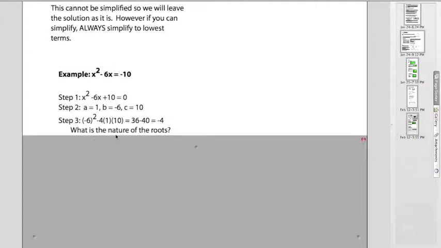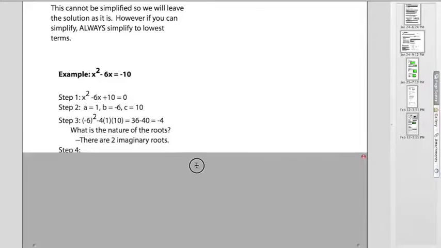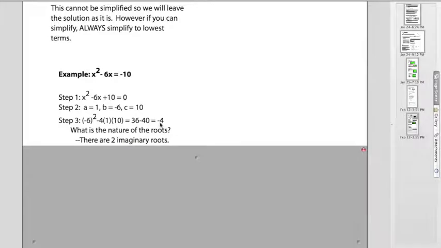What is the nature of my roots? A lot of times you see this question asked: what's the nature of your roots? Well, the only thing it's asking you to answer is whether you have two real, two imaginary, or just one real root. In this case, we definitely have a negative discriminant. That means I'm going to have two imaginary roots. If I'd had a positive number last time, I would have had two real roots, or if I have 0 there, I would have had one real root. In this case, it's negative, so we have two imaginary roots.